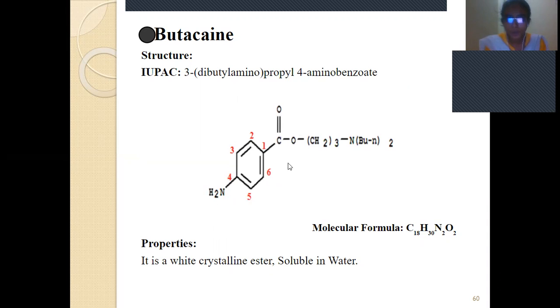In the fourth position, amino. The 3 carbon atoms mean propyl, and the 4 carbon atoms mean butyl. So the name is 3-dibutylamino propyl 4-aminobenzoate. And the properties: it is a white crystalline solid and it is soluble in water.